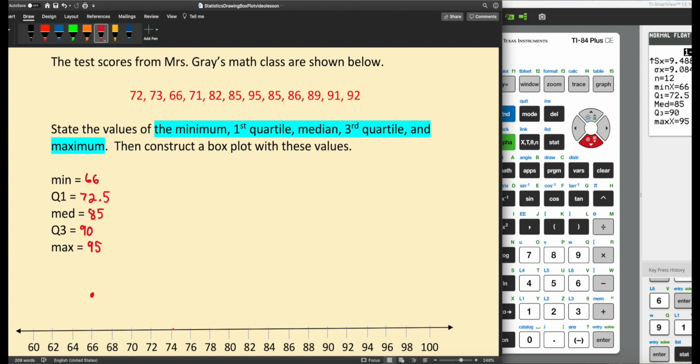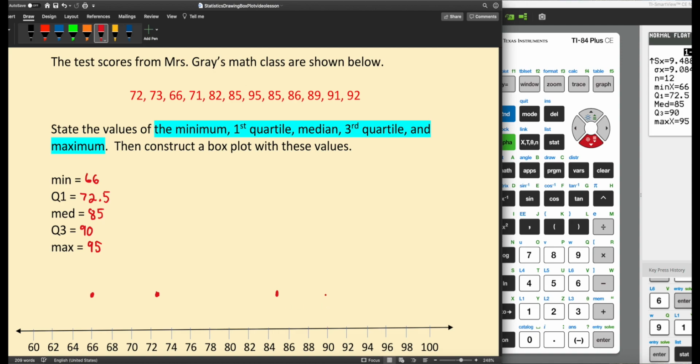Notice you don't have 72.5. It's in between 72 and 74. So just put it somewhere in between, closer to 72, but you just want it in between those two numbers there. It doesn't have to be exact. 85, same situation. It's 84, 86, 85's in the middle.